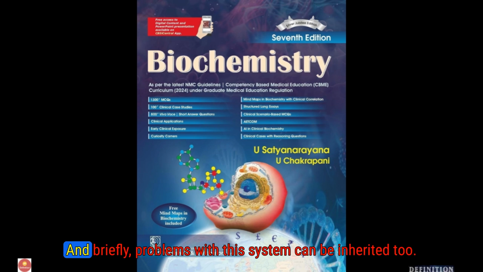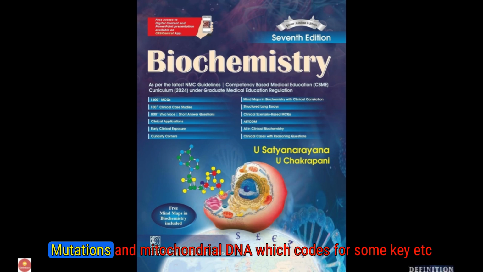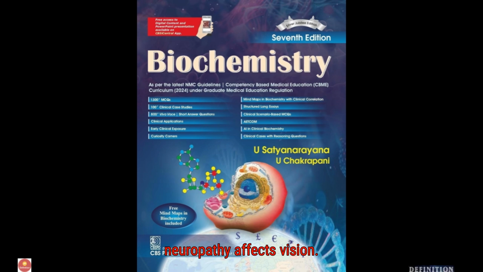Fascinating. And briefly, problems with this system can be inherited too. Mitochondrial DNA issues. Absolutely. Mutations in mitochondrial DNA, which codes for some key ETC proteins, can cause diseases like Leber's hereditary optic neuropathy. Yeah. Affects vision.